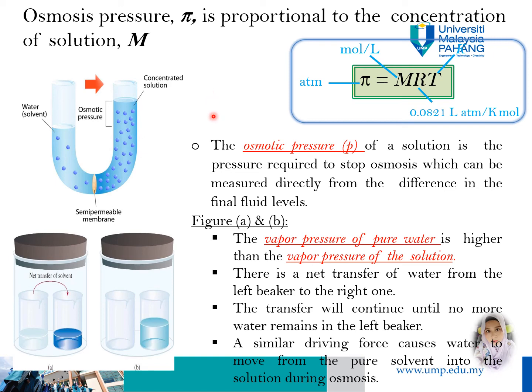Refer to this figure, you can see that the vapor pressure of the water is higher than the vapor pressure of the solution, and there is a net transfer of water from the left beaker to the right one until there is no more water remaining in the left beaker.